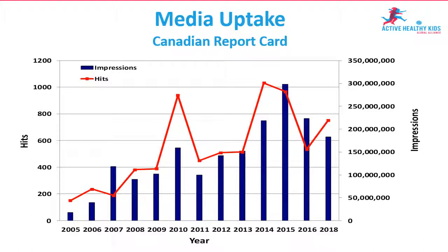And so you'll see in 2018, for example, nearly 800 media hits. So nearly 800 newspapers, radio stations, television stations, online news reports covered the Global Matrix release. And in the bars, you see the media impressions, which is the number of media hits times the reach of those particular media hits. And again, looking at 2018, you can see about 220 million media impressions in Canada alone.